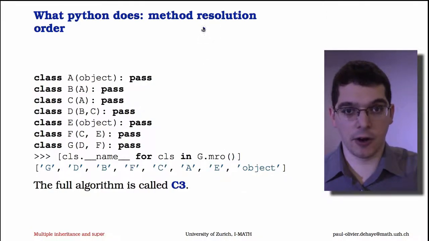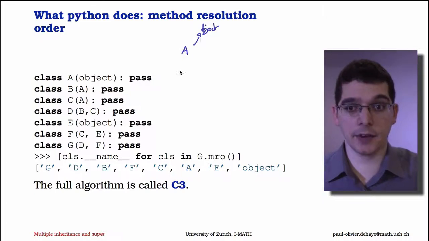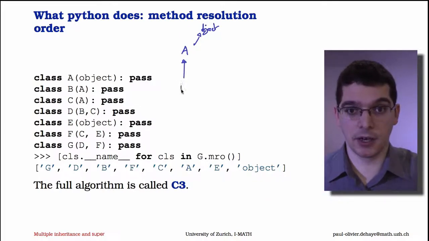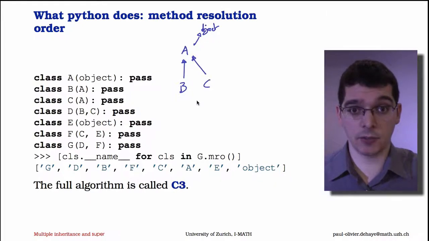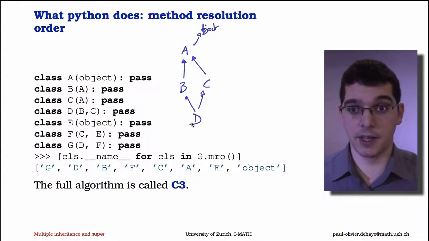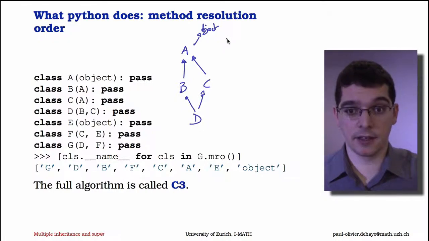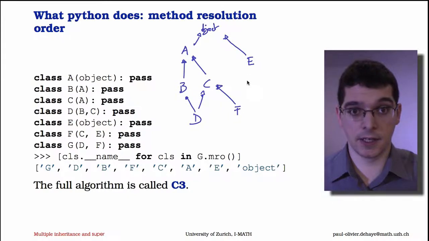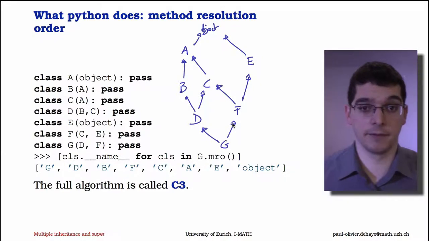So I have here object, and A inherits from object, B inherits from A, C inherits from A as well, and here D inherits from B and C. On the other hand, E inherits from object, and F inherits from C and E, and finally G inherits from D and F.